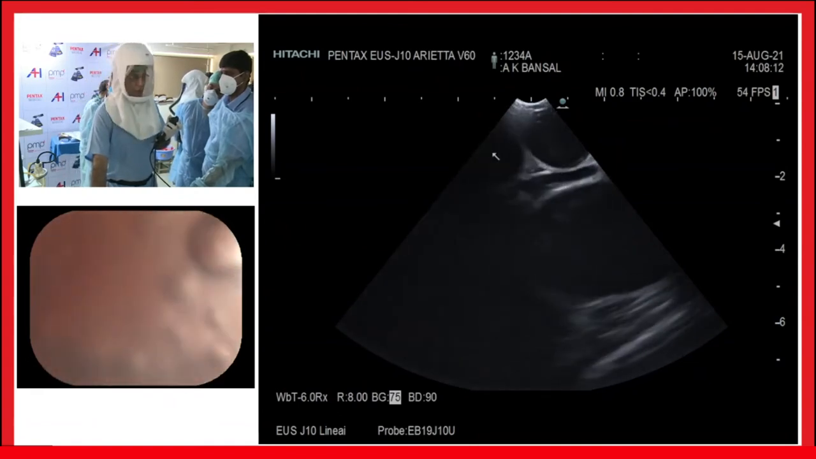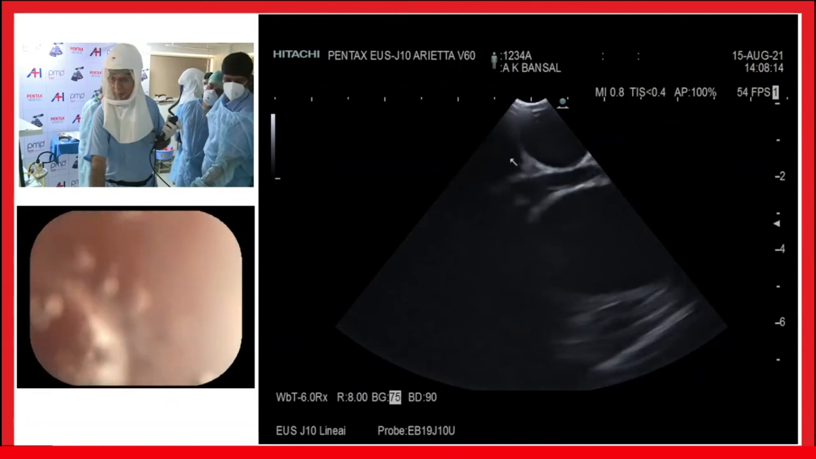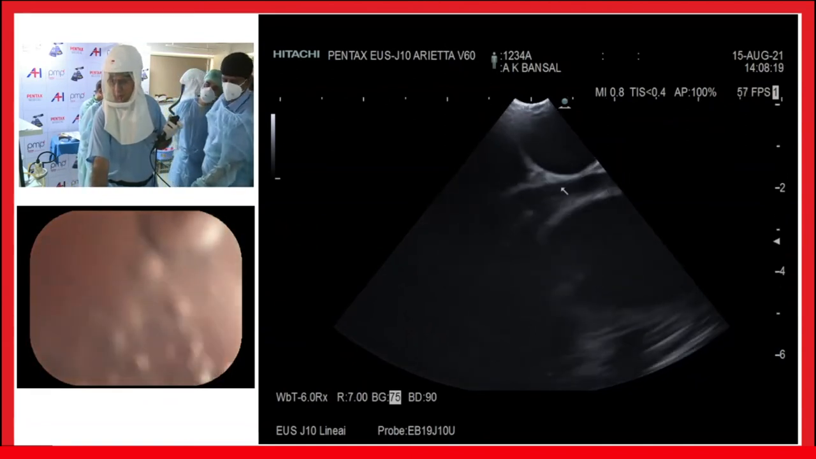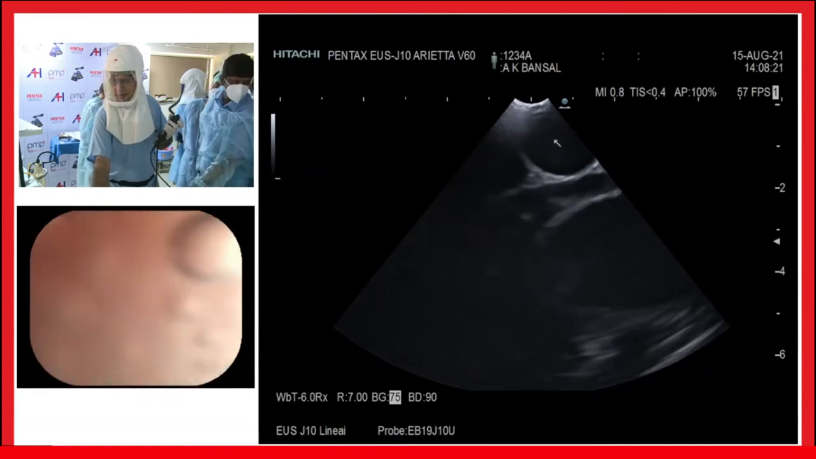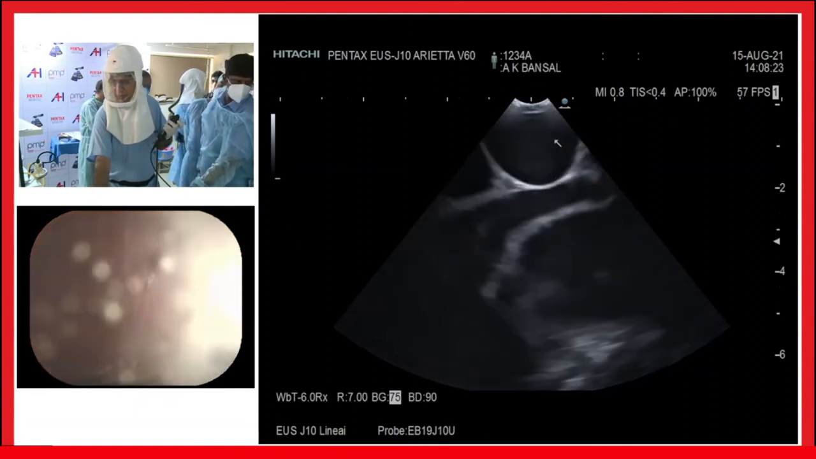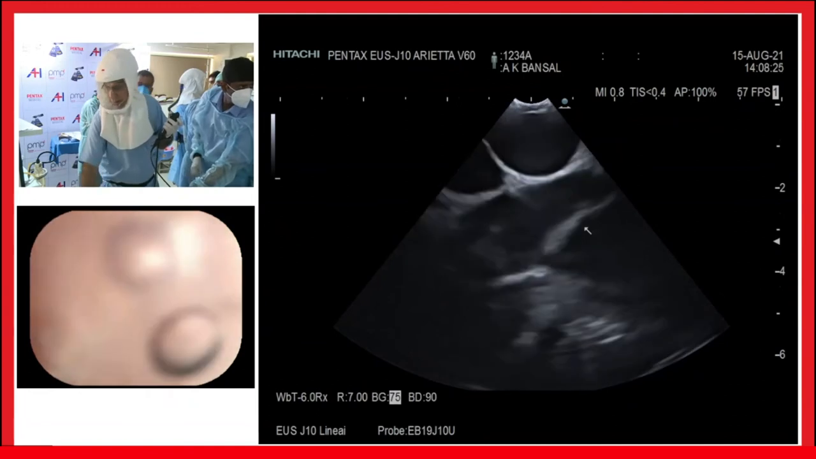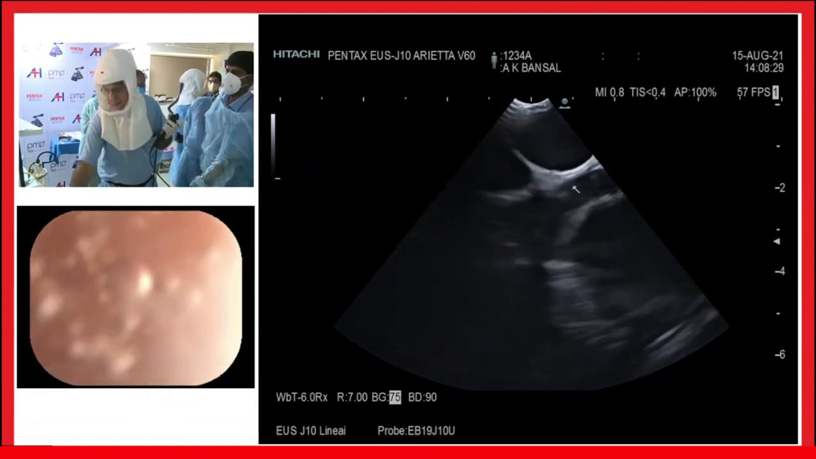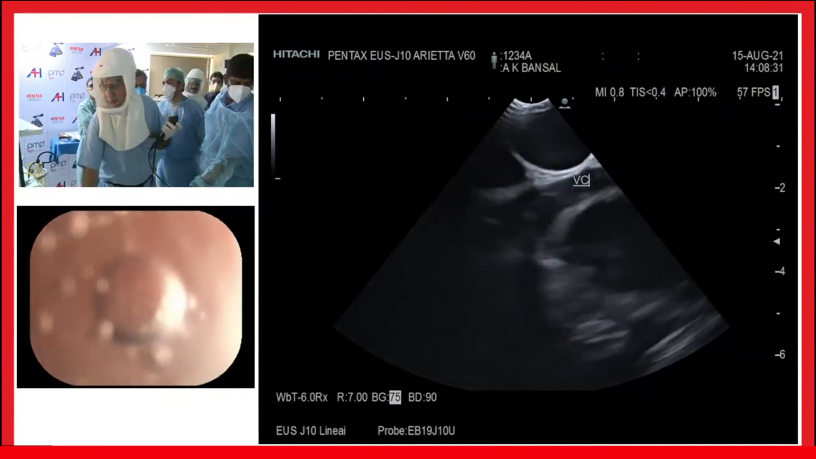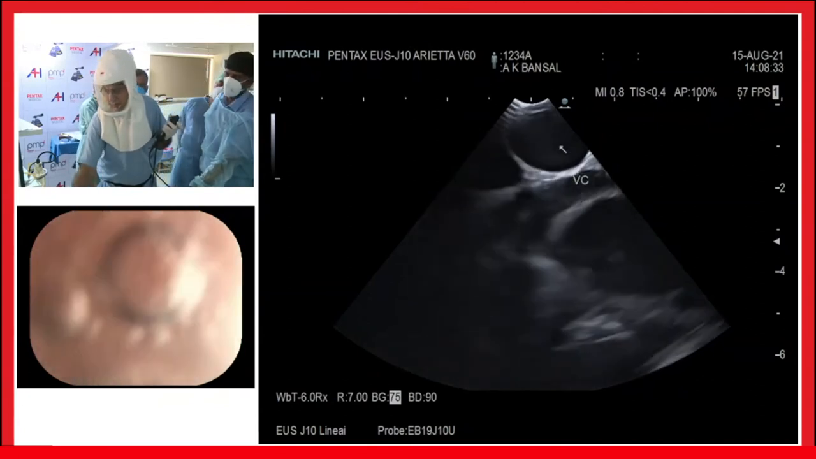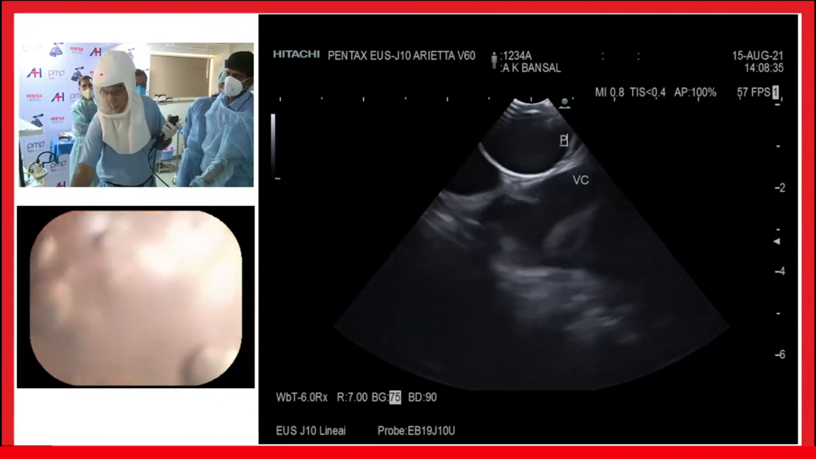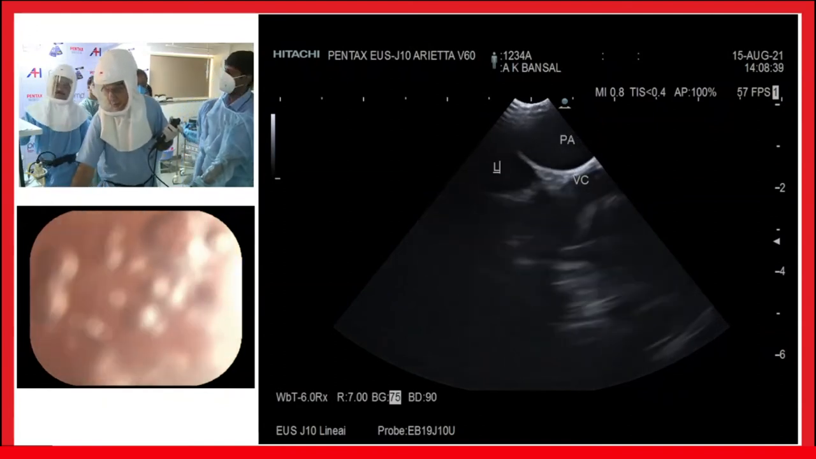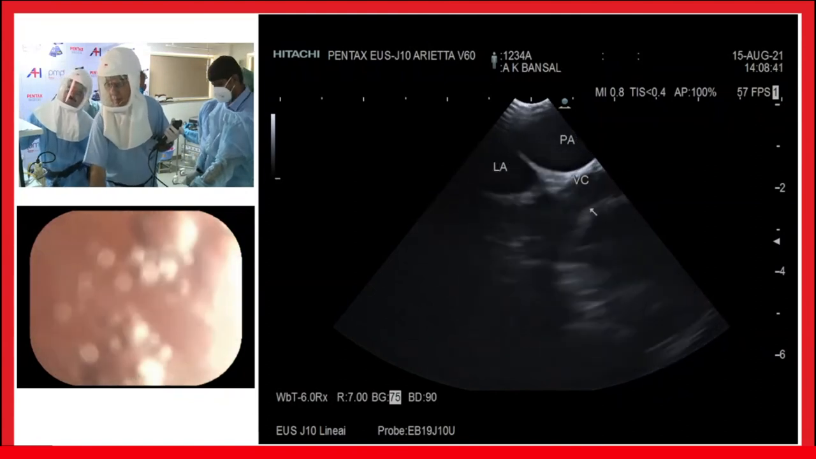So how will we do this now? Can we inject some air bubbles? Because I want to see them coming through this superior vena cava and appearing in the right pulmonary artery and then this aorta, till I level these structures. This is the vena cava. This is the pulmonary artery. This is the left atrium, upper part. And this is the aorta.